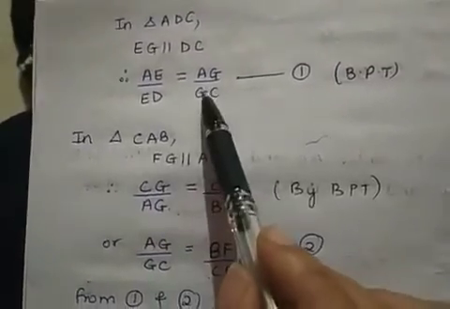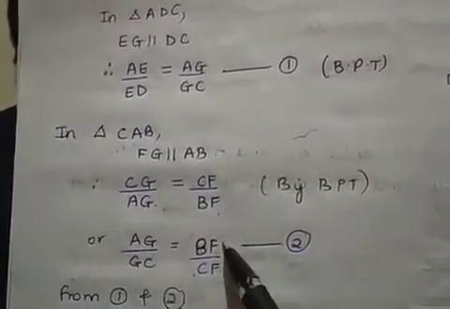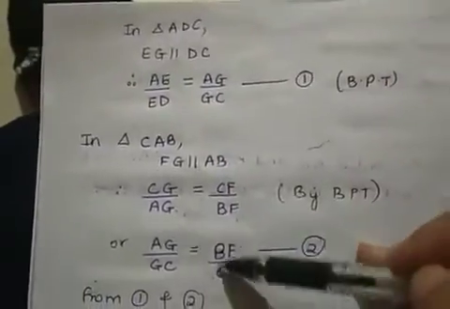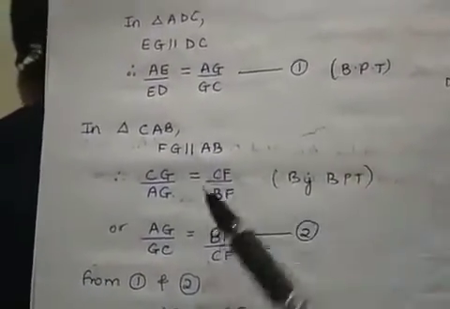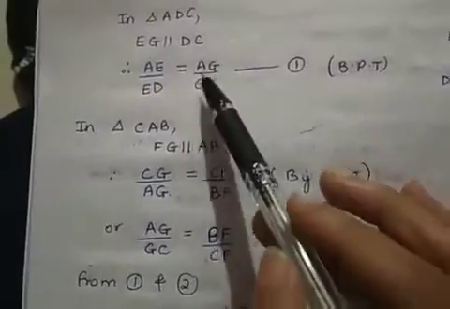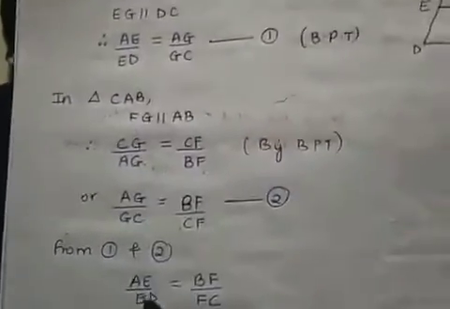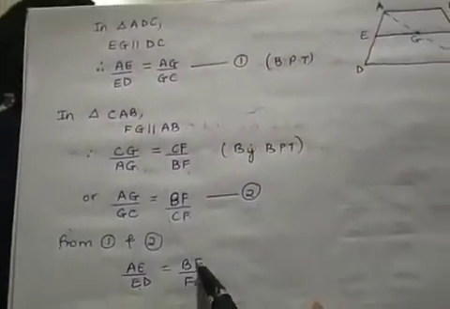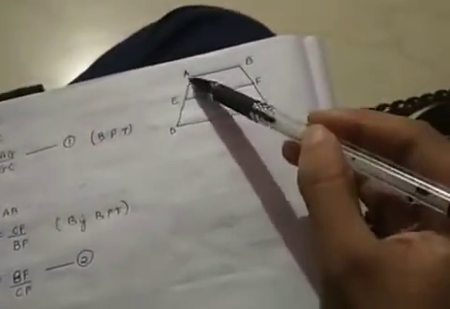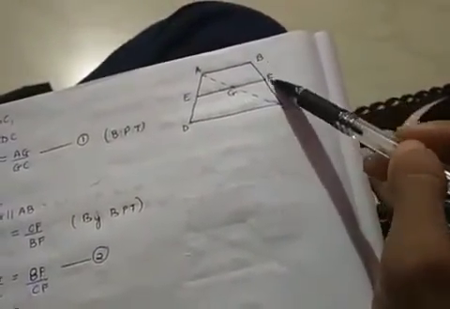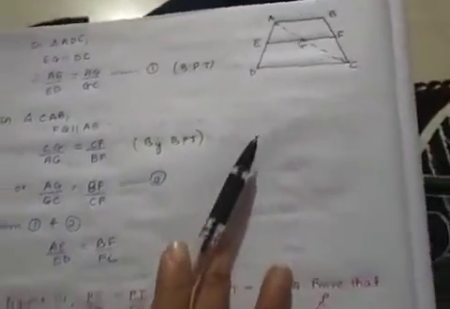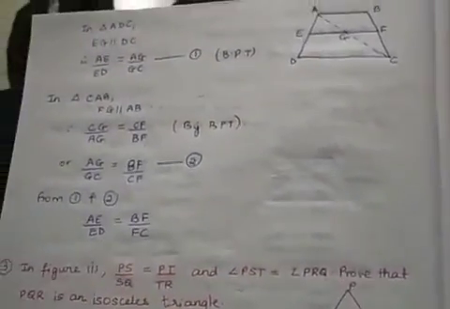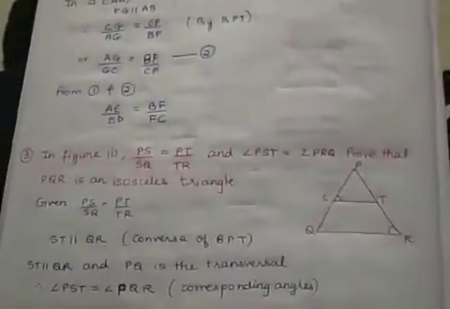If this is equal to this and this is also equal to this, it means the right hand sides also have to be equal. So from 1 and 2 I can write AE upon ED should be equal to BF upon FC, correct? So AE upon ED is BF upon FC. So this is what I had to prove. Now let us take the third example.